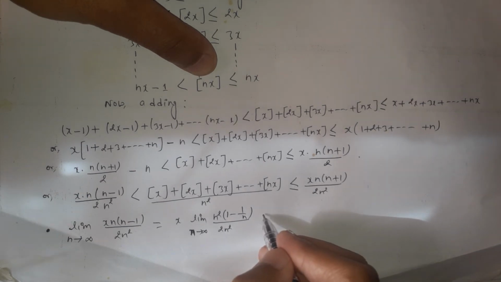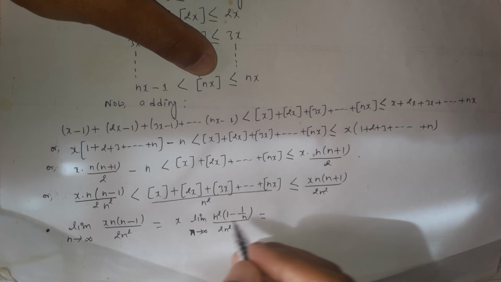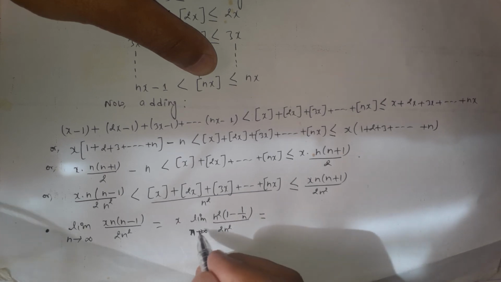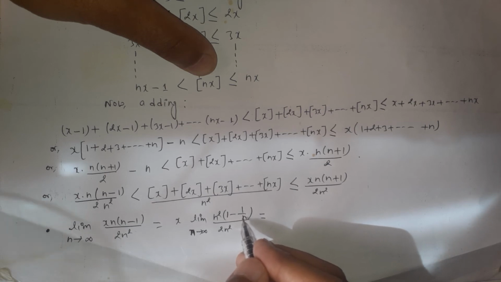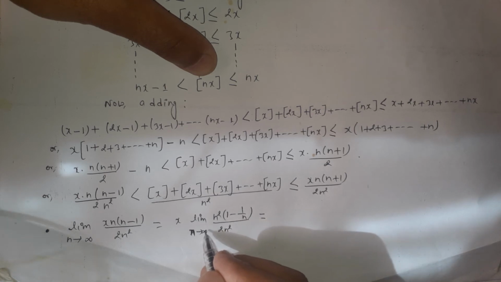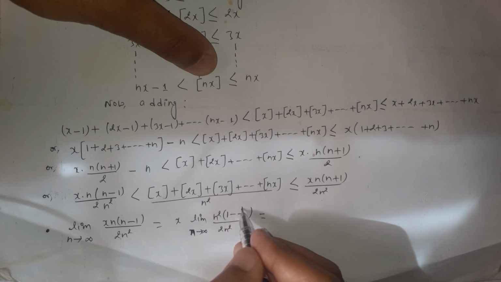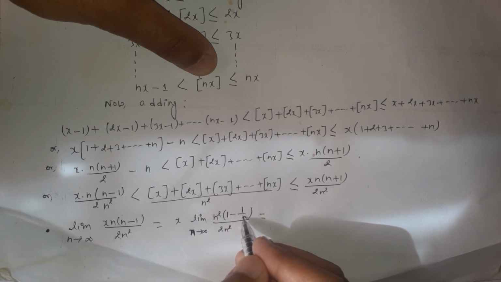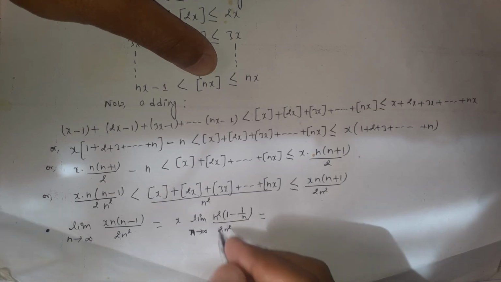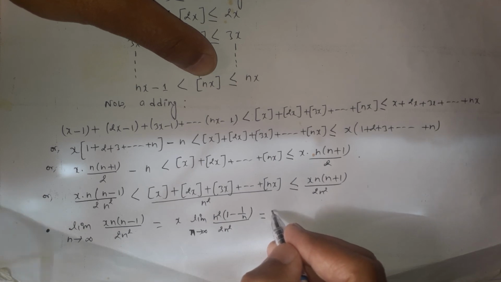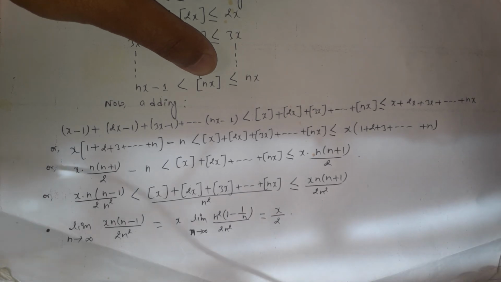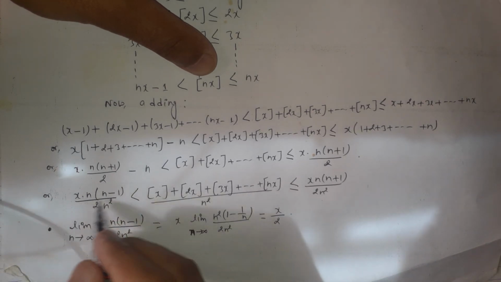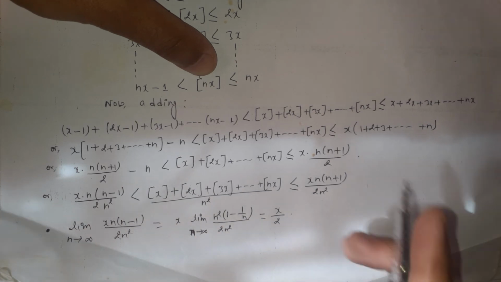Let's evaluate its limiting value. The n square cancels out. If we substitute infinity for n, then 1 over infinity is nearly 0. So 1 minus 0 will be 1, and our final limiting value will be just x over 2. This is the limiting value of the lower bound function.